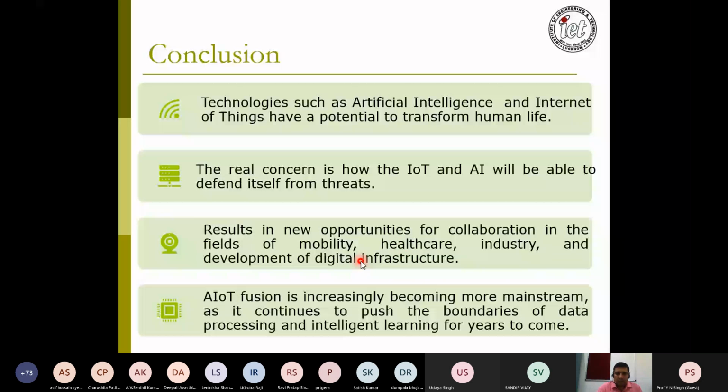And you see that once we fuse artificial intelligence with IoT, it is increasingly becoming more mainstream as it continues to push the boundaries of data processing and intelligent learning for years to come. You see, since AI is very young, IoT is very young, and all other parts like machine learning, computer vision, pattern recognition, deep learning are all very young subdomains of artificial intelligence, there are a lot of spaces available here.